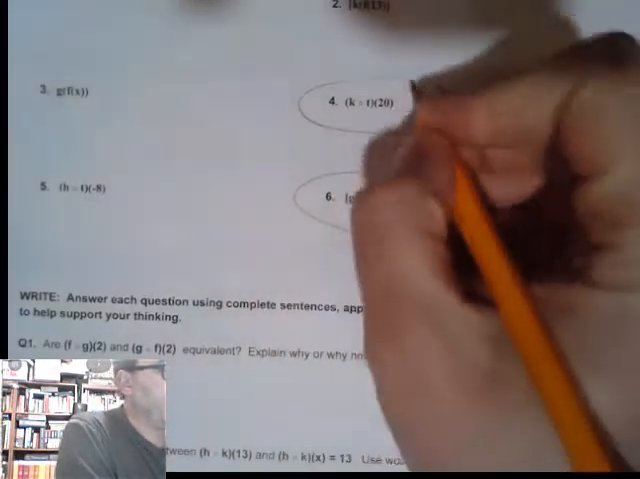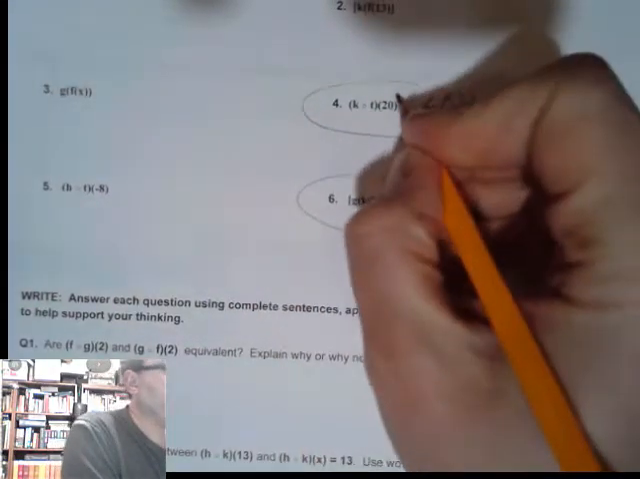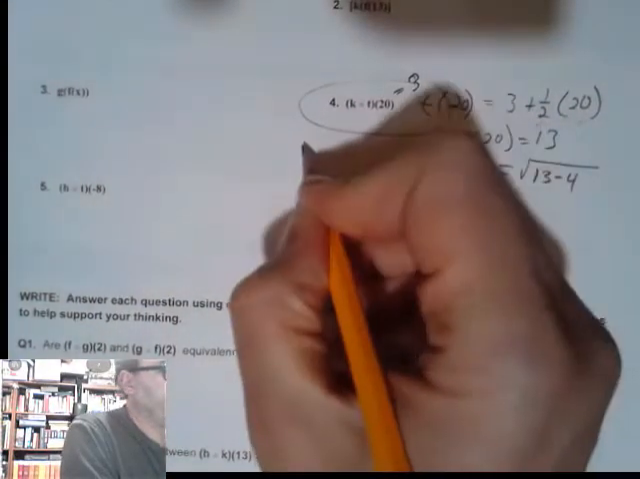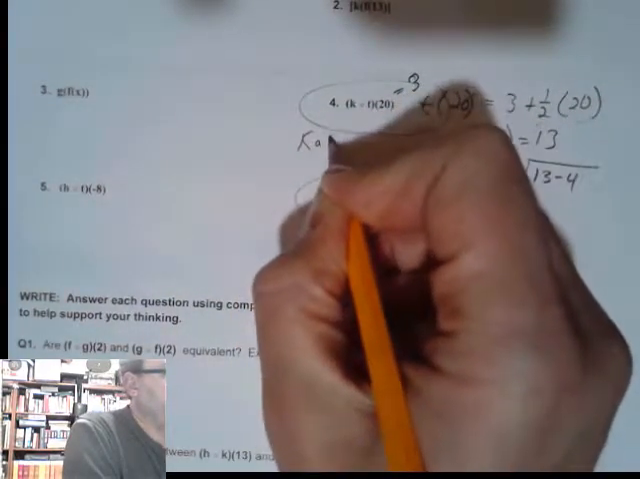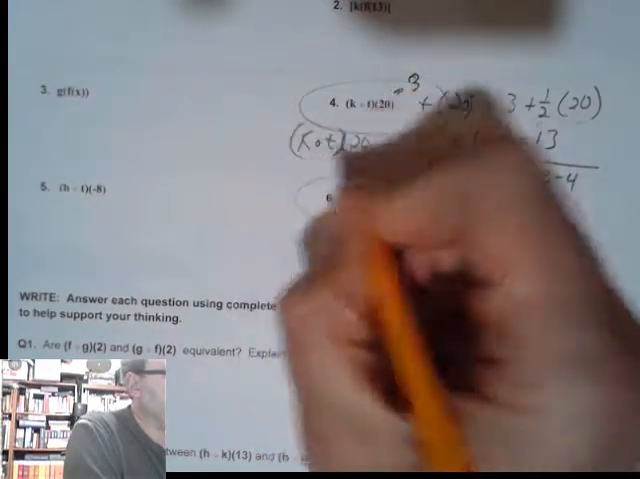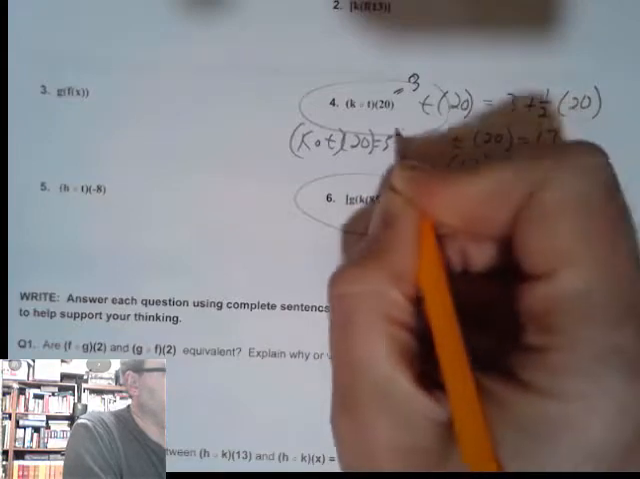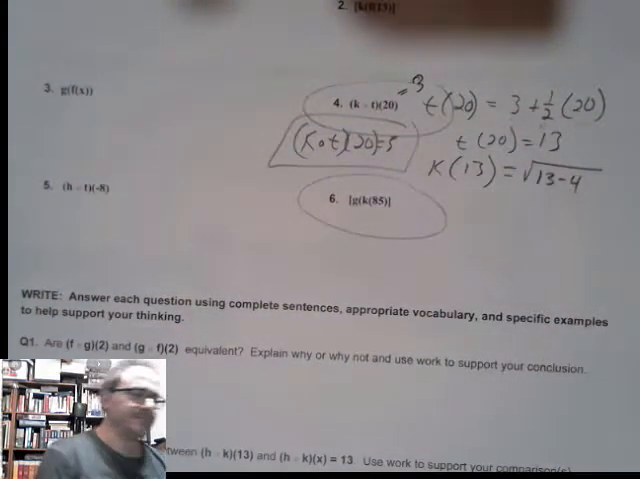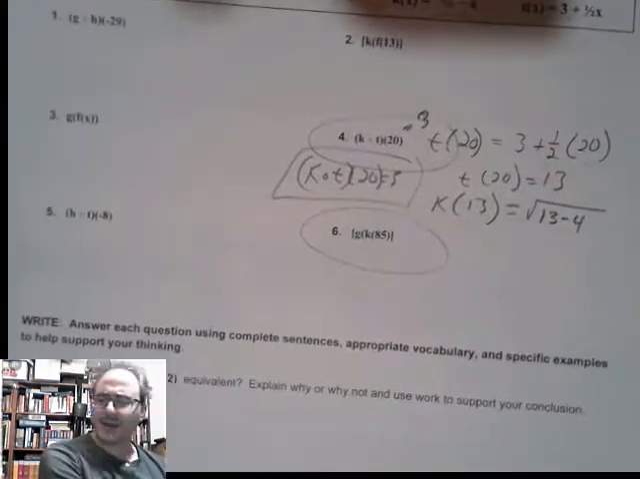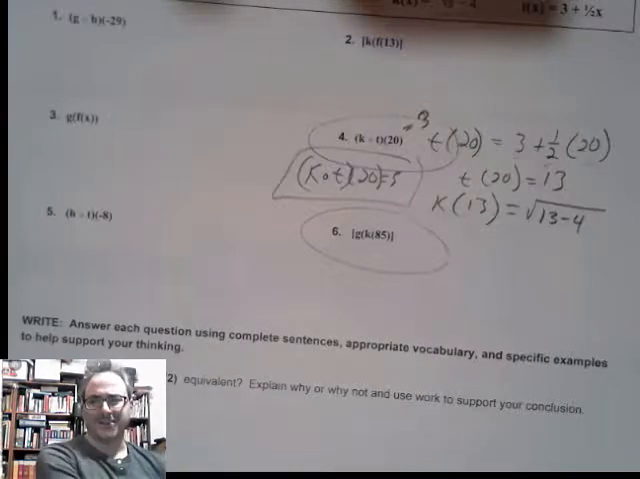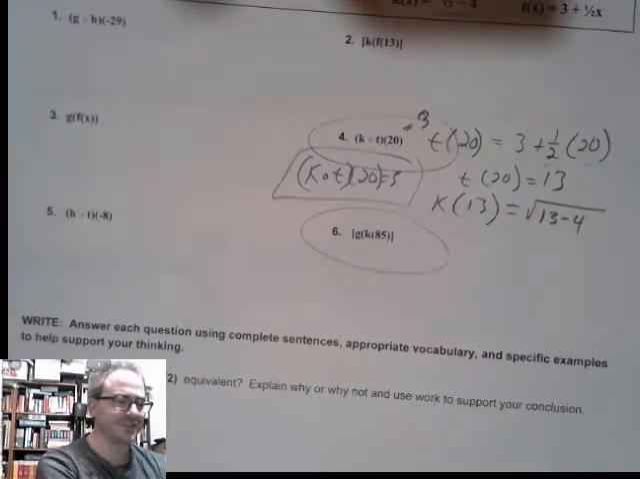So the K of T of 20 equals 3. That's how it's done, step by step. Plug in one thing till you get an output. Plug the output into the new thing till you get another output. That's a composition of functions.